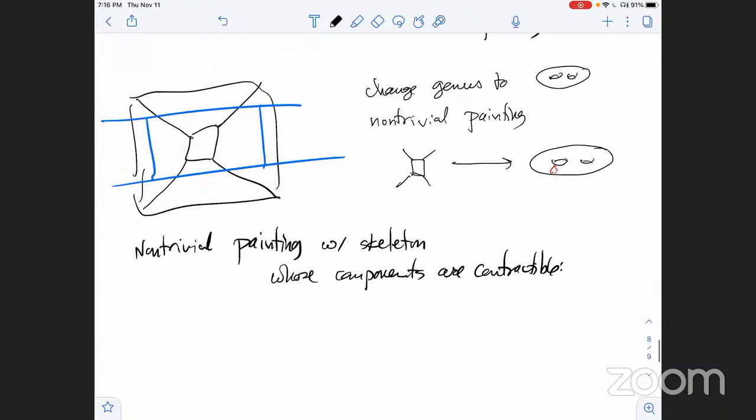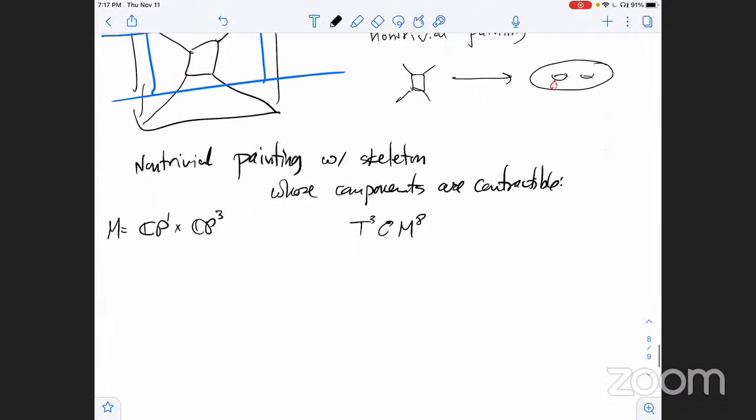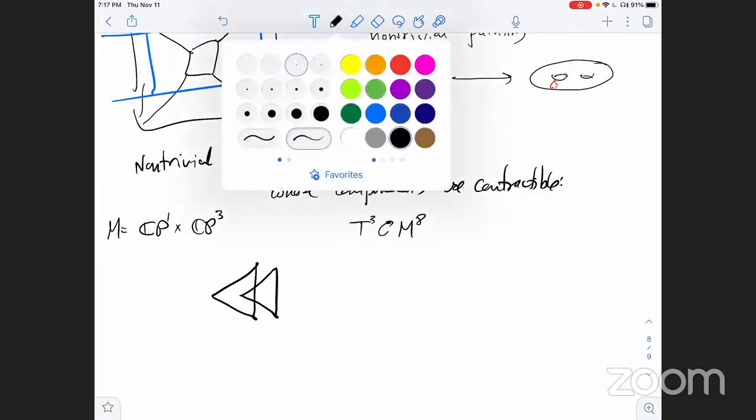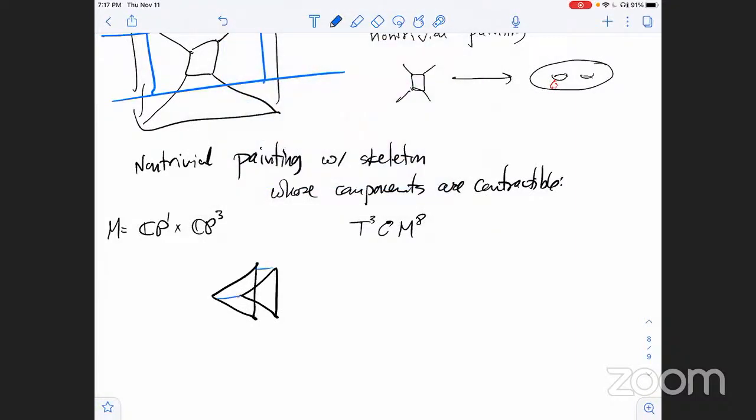And the example you get is from CP1 cross CP3. So this is a three torus acting on an eight manifold. And let me draw the picture in one dimension less. And you get the interesting painting when that CP1 piece is kind of small. So what I'm drawing here is a tetrahedron cross an interval, except that I don't have enough dimension.